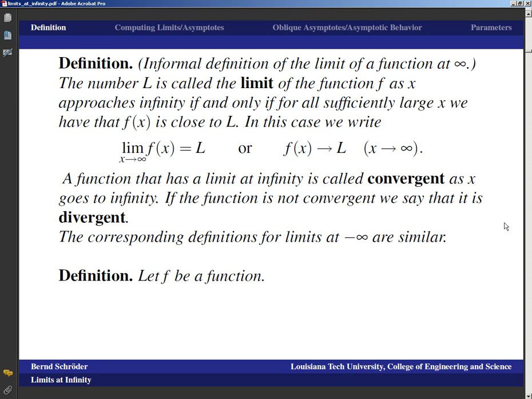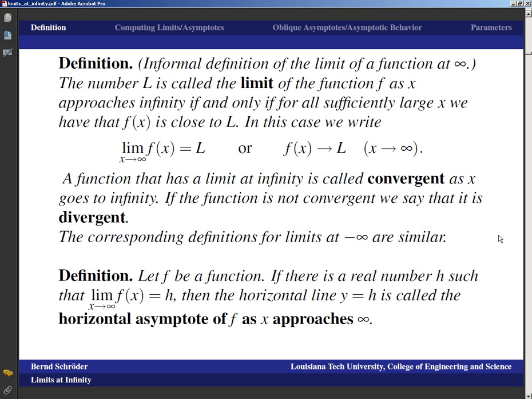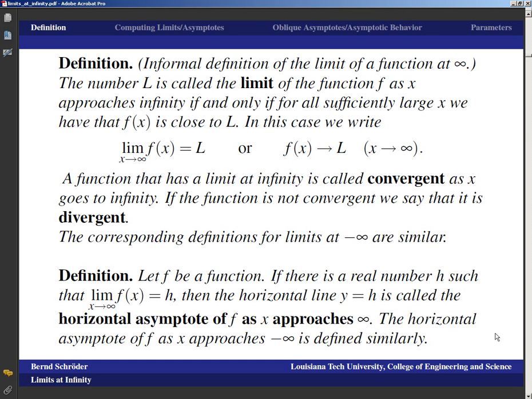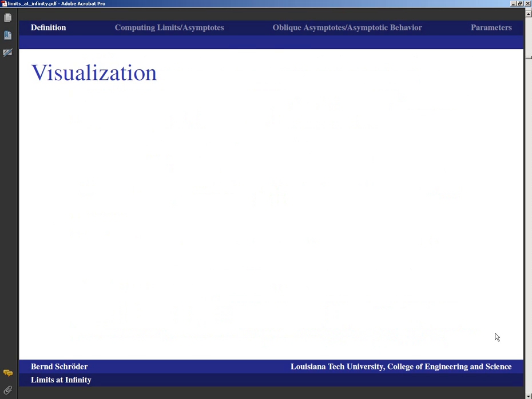Before we do that, make the connection to what you've seen before. Take a function, and if there's a real number h such that the limit as x goes to infinity of f of x is equal to h, then the horizontal line y equals h is called the horizontal asymptote of f as x approaches infinity. We can define a horizontal asymptote for f as x approaches negative infinity similarly. And we'll see an example in this presentation that the two really can be different.